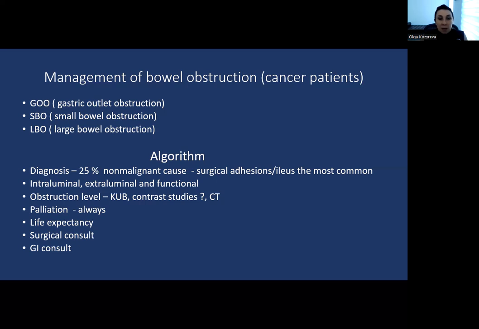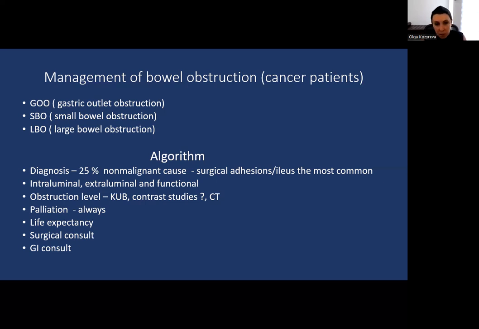So in terms of the management algorithm, we have to understand that 25% of patients who have bowel obstruction and a concurrent cancer diagnosis have a non-malignant cause of this obstruction. Don't think that any bowel obstruction in a cancer patient is a malignant bowel obstruction. Common causes are surgical adhesion from previous surgery or radiation, ileus, severe constipation, and medication. This is the 25% of non-malignant causes, right?